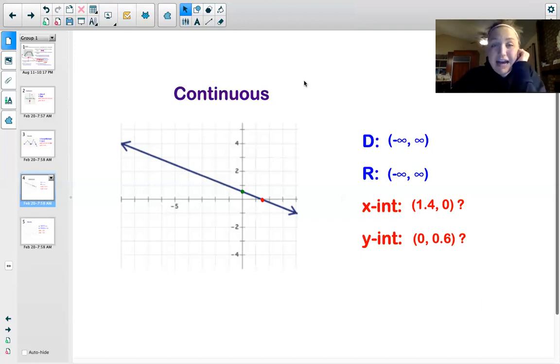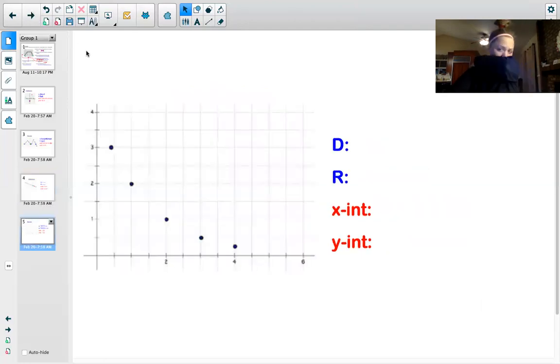The first question I'm gonna ask you, as always, is continuous or discrete? Okay, so on this picture, continuous or discrete? And then I want you to do domain, range, x and y intercept. Press pause if you're honest and try this on your own first.